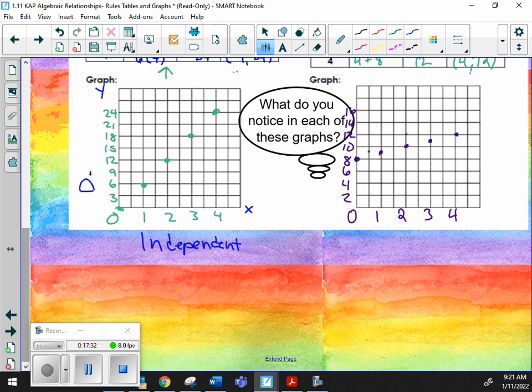Okay, and therefore this is my dependent. Dependent is usually the one that you're looking at because that's where your results are coming from. You know what I mean?